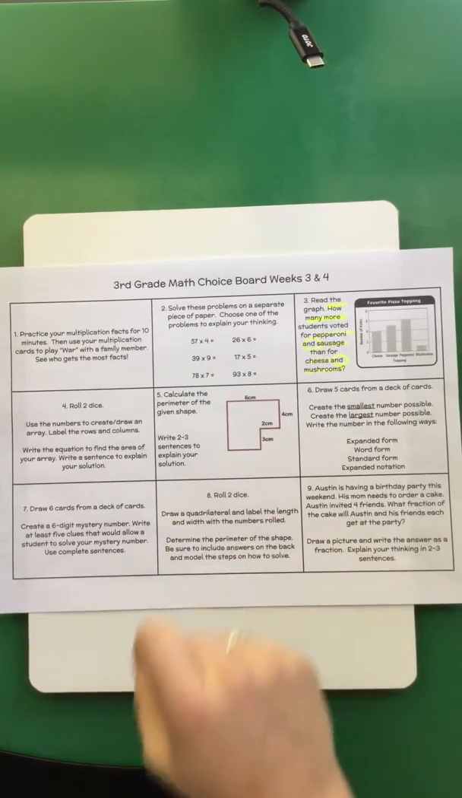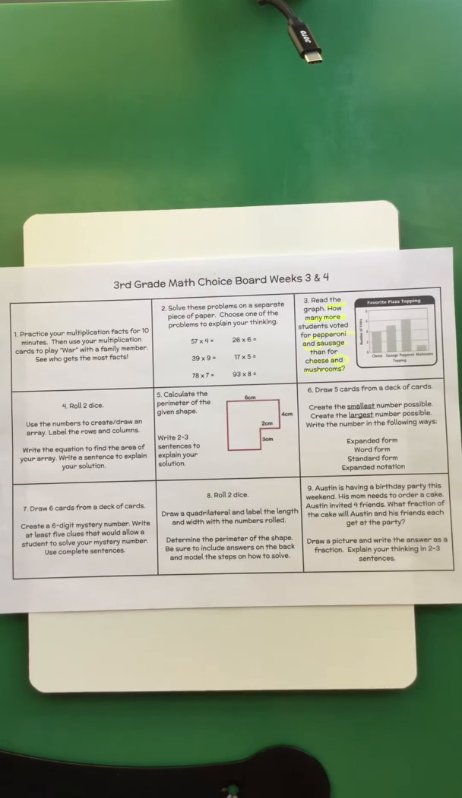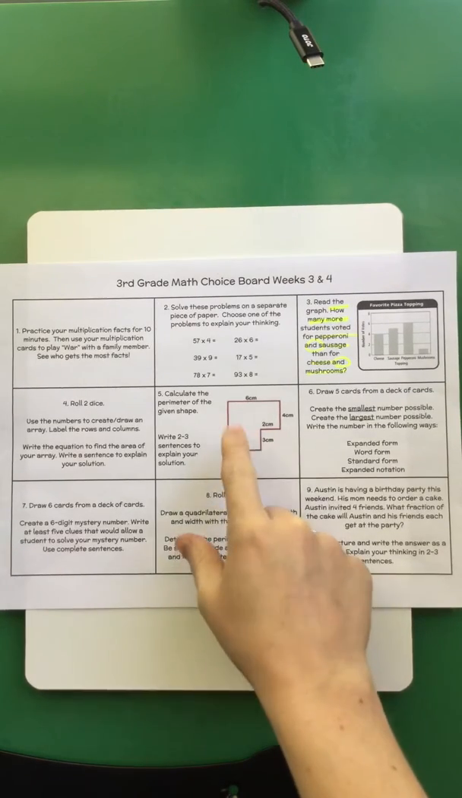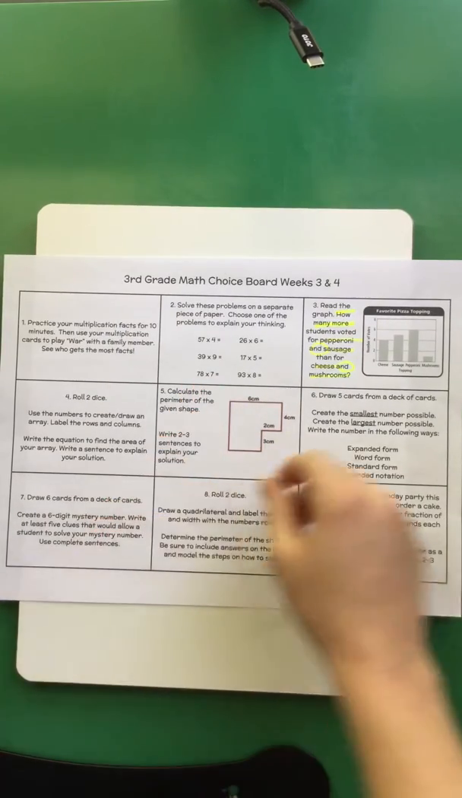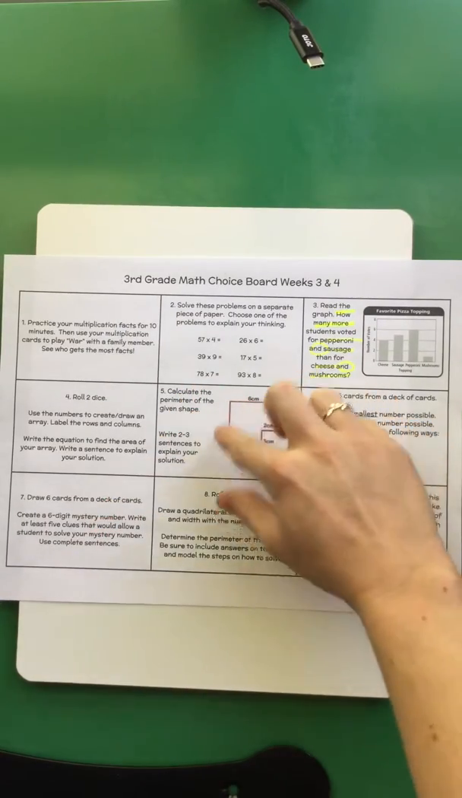All right, calculate the perimeter of the given shape. Don't forget your perimeter song. So perimeter, perimeter, goes around and round. Add up all your sides, and then you write your answer down. Okay, so they didn't give you all the sides. So you're going to have to use the sides that you have to figure out what the missing sides are. Okay, so make sure that you pay attention to that.